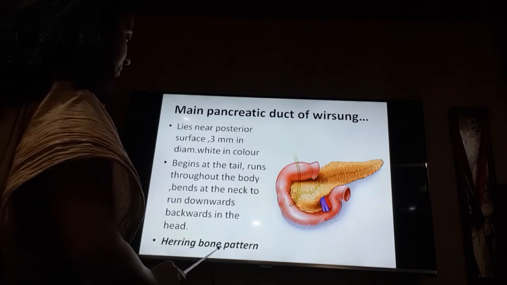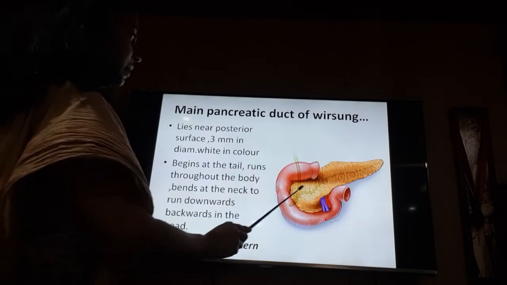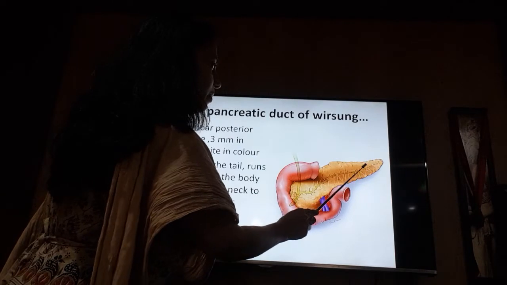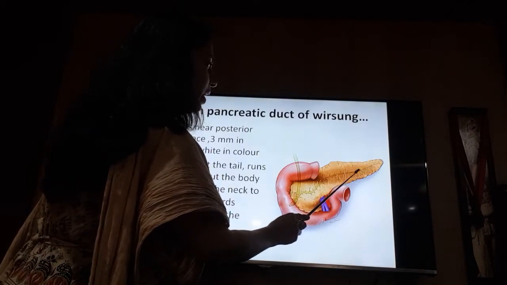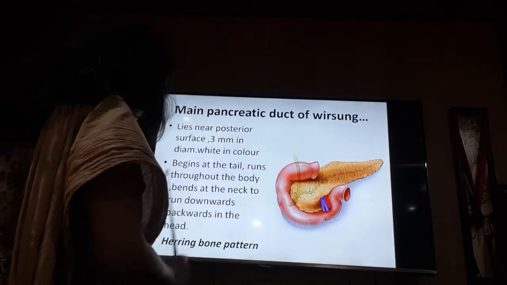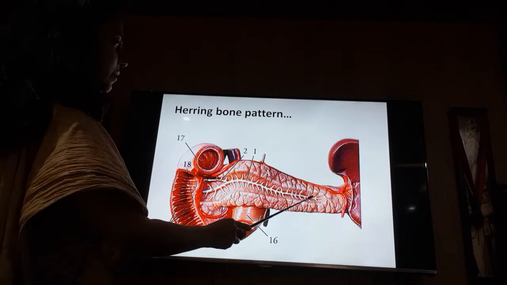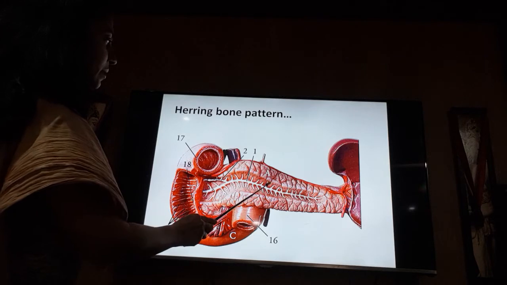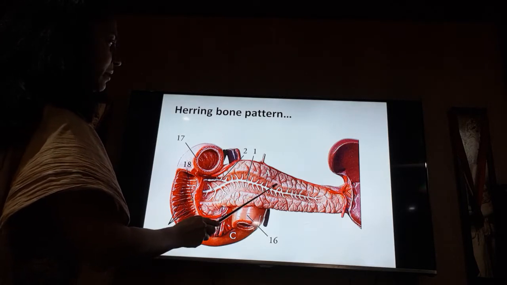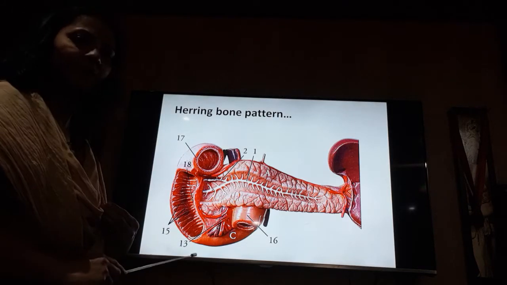And the herringbone pattern, the ducts, the tributaries are showing herringbone pattern. You can see it more clearly here. It is white in color, and this is the herringbone pattern.